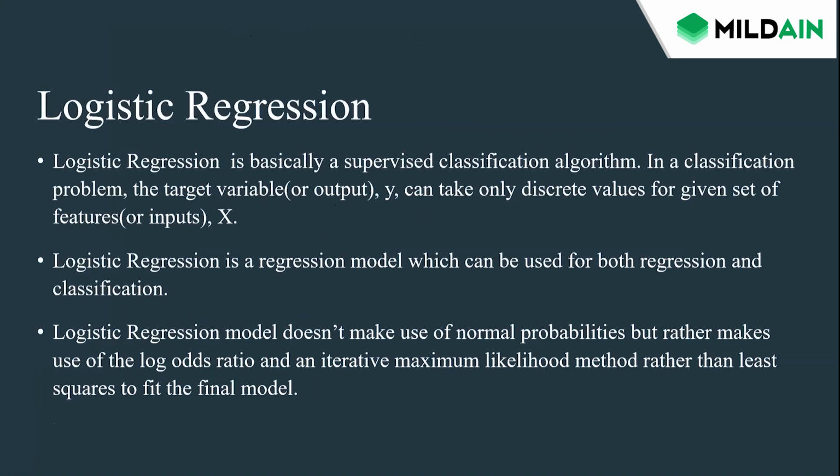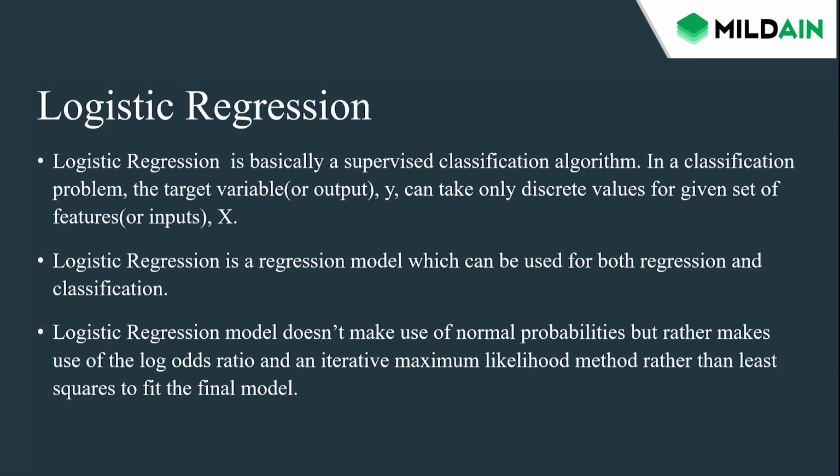Logistic regression: say the dependent variable is yes or no, or 0 or 1, true or false, then we'll go for this one. Logistic regression is a supervised classification algorithm. It is a classification because we are making groups of ones and zeros. In classification, the target variable can only be a discrete value for a given set of x. Logistic is a model which can be used for both regression and classification.